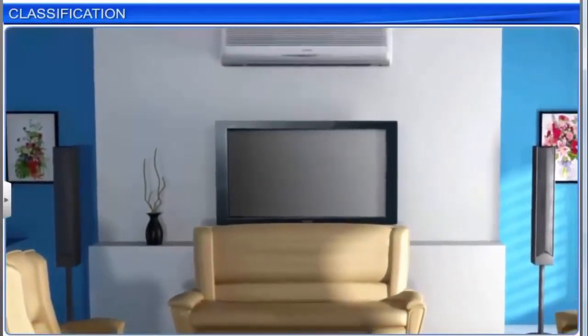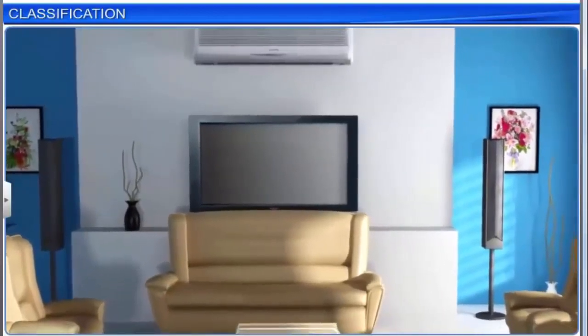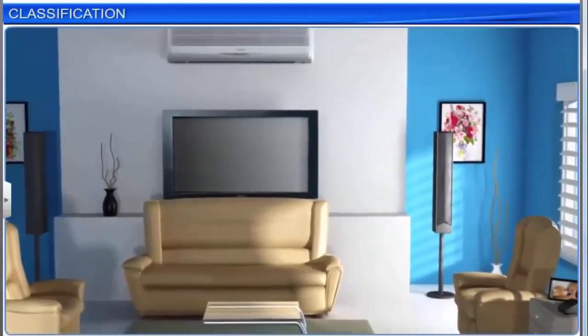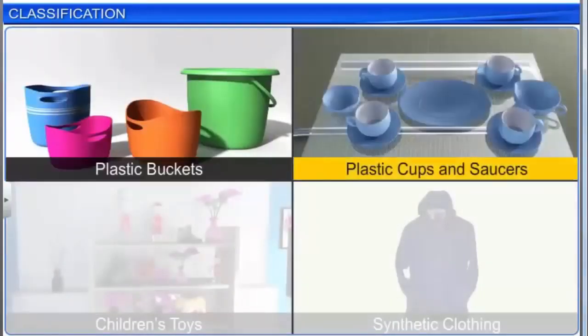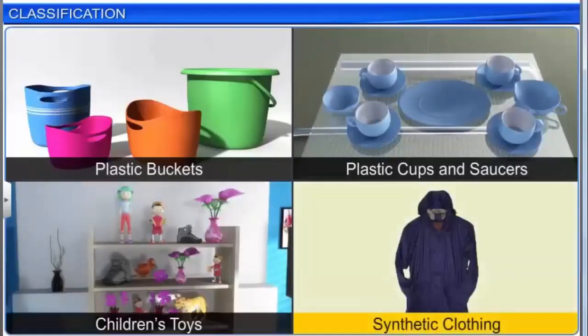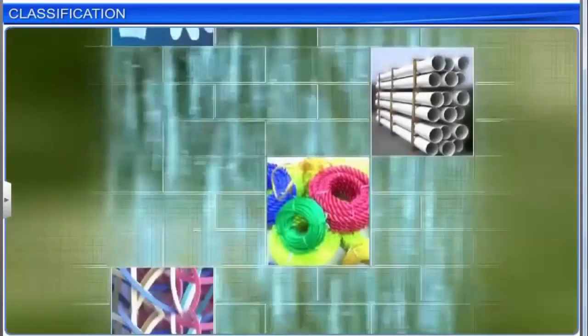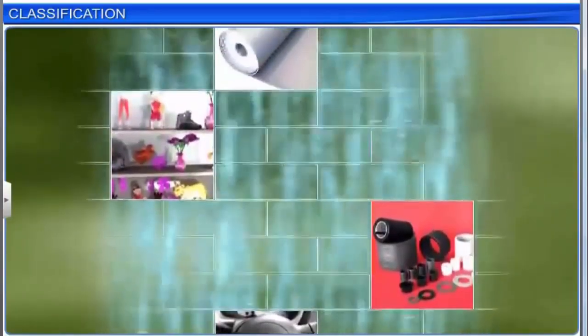Polymers have a wide variety of applications. In fact, the use of polymers marked a revolutionary step towards modern civilization. Polymers are used in the manufacture of plastic buckets, plastic cups and saucers, children's toys, and synthetic clothing material. Plastics brought about remarkable changes in society and made life easier and more comfortable.